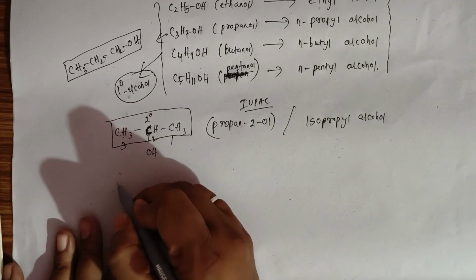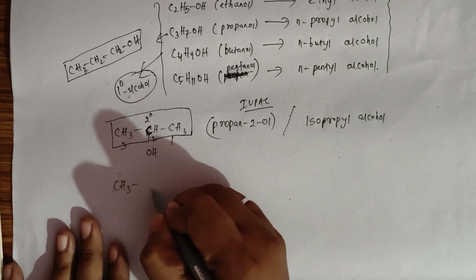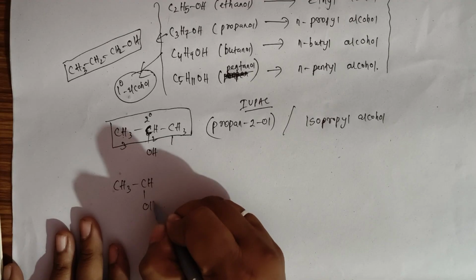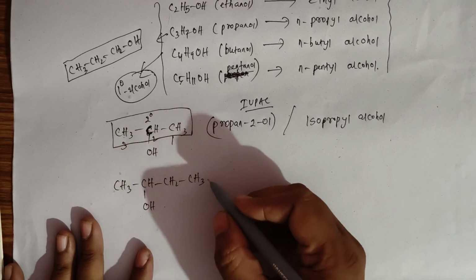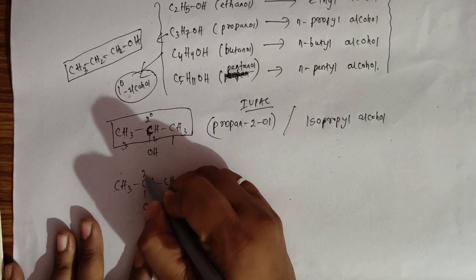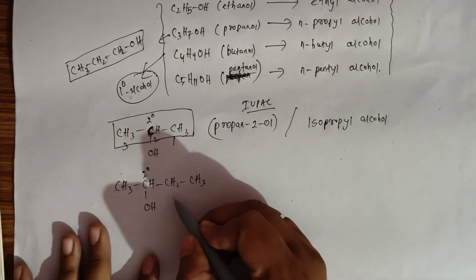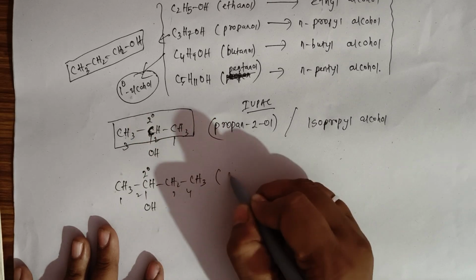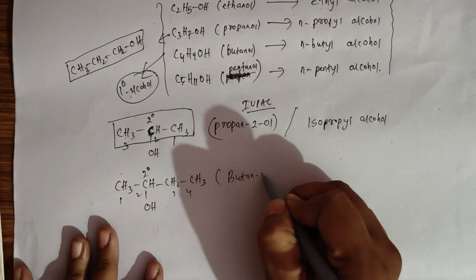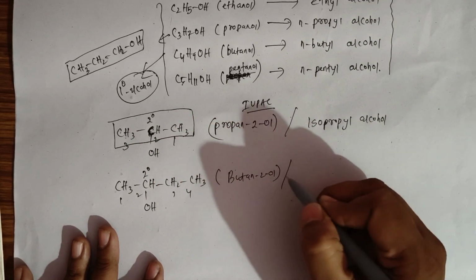Or let me tell you another example here: CH3, CHOH, CH2, CH3. This is also secondary, this also secondary. Secondary carbon atom. You can number it 1, 2, 3, 4, so butan-2-ol. The name will be butan-2-ol. This is our IUPAC name.